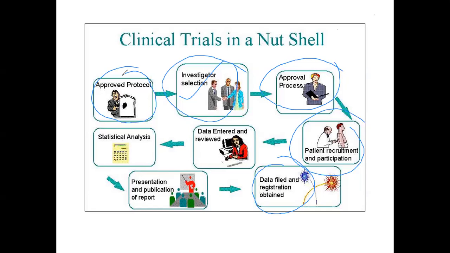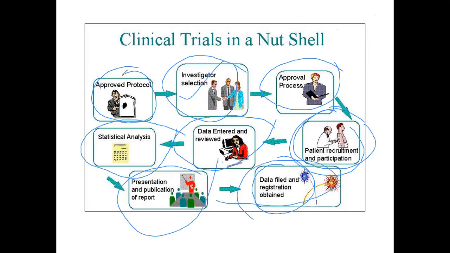Here the patient recruitment and participation is followed by data entered and reviewed. This is a huge, enormous volume of material being collected, not only in a single center but in multiple centers, as we will come to know in phase 3. This is followed by statistical analysis, then presentation and publication of the report, then the data is filed and registration of that product is obtained, and then the product will come into the market.